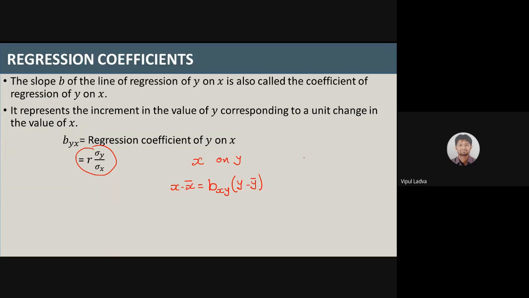Now, if we wish to deal with the regression line y on x, अगर मैं y on x की बात कर रहा हूं, तो इसका फॉर्मेट, इसकी फॉर्मूला क्या बनेगी? That will be y minus y bar equals b. Now we are talking about regression line y on x, so इसका notation रहेगा byx into x minus x bar.